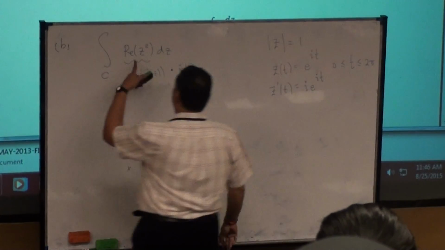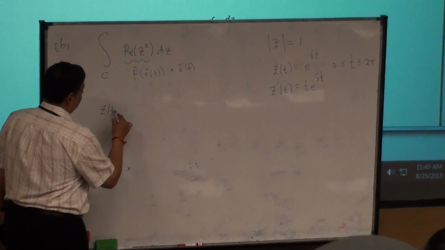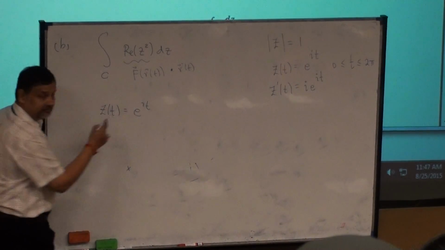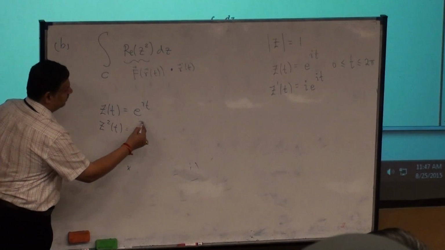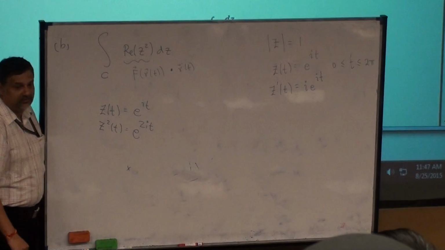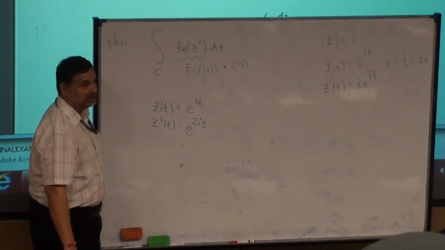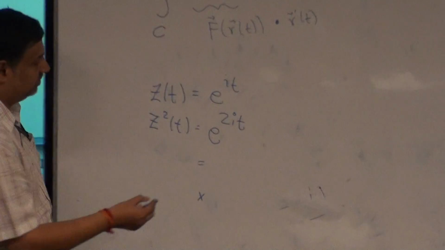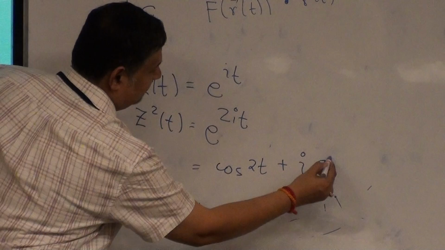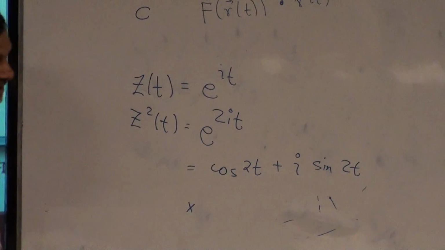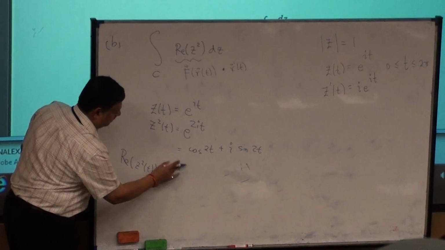Then we need the real part of z squared. So what is z squared? z(t) is e to the power of it, so z squared of t will be equal to e to the power of 2it. Just square it. Now you need the real part, so you have to write this in terms of the real part and the imaginary part. Write it as cos of 2t plus i times sine of 2t. What is the real part? So the real part is equal to cos of 2t.